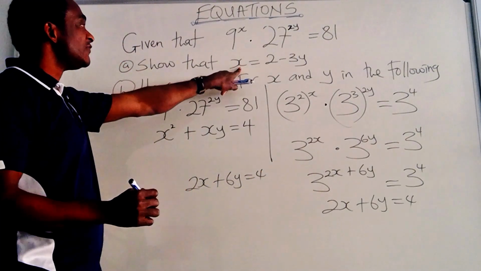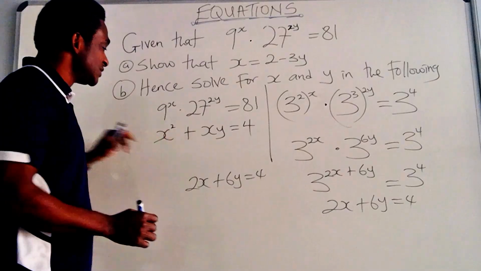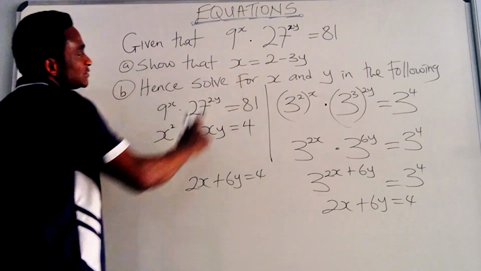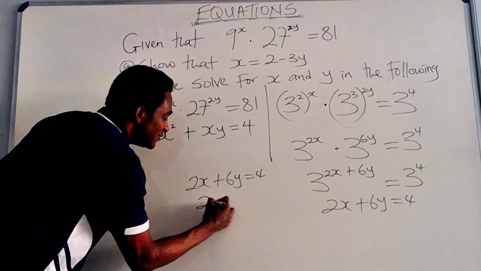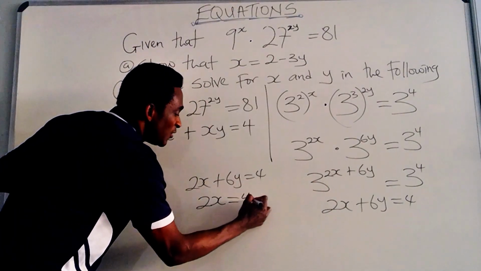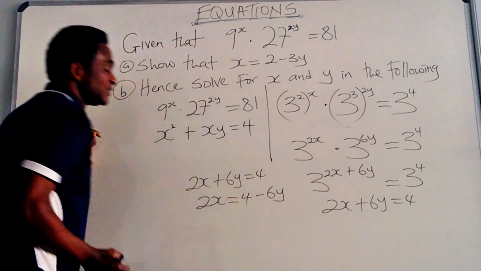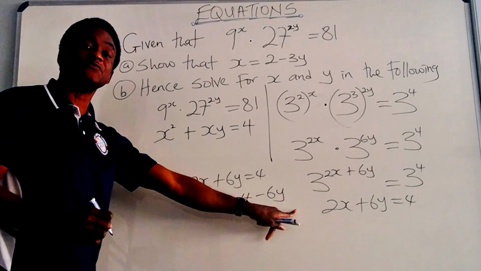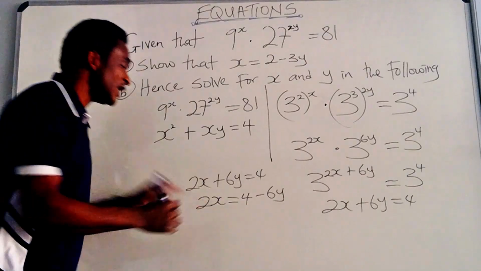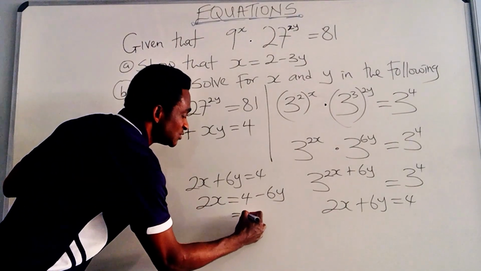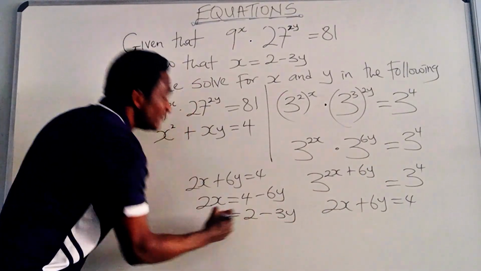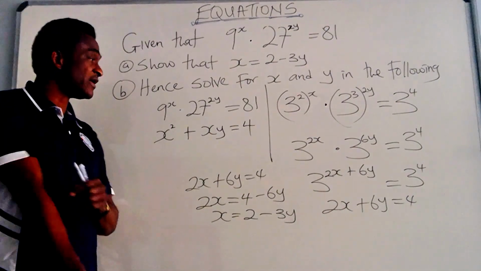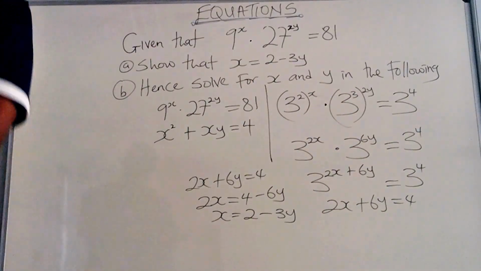Now, they want us to arrive at x being the subject of the formula. So, let's go. If we leave 2x alone, we have 4 minus 6y. Now, divide all through by the coefficient of x, which is 2. 4 divided by 2 is going to give us 2, and then we have 3y. So, x equals 2 minus 3y. We have arrived at what they want.